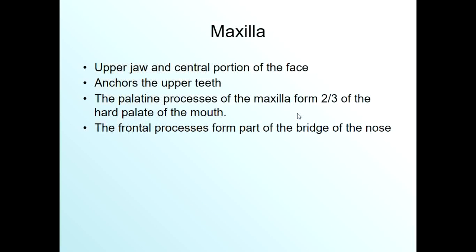The maxilla is the upper jaw, and that's what forms basically what we call our face. Our upper teeth are connected to the maxilla. If you take your tongue and run it across the top of your mouth, you'll notice the top of your mouth is hard until you get back about the last third, and then it gets soft. That hardened part is part of your maxilla. So it forms the hard palate of your mouth, and then it also forms the bridge of your nose.